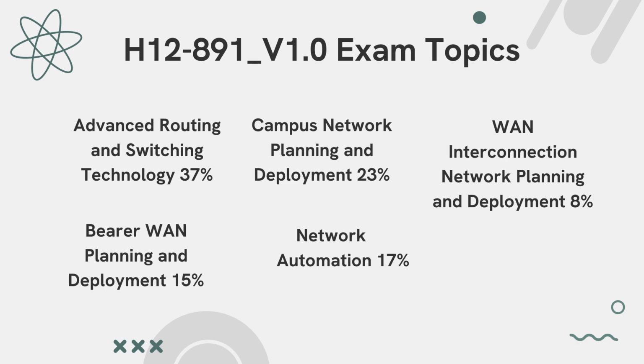The H12-891_V1.0 exam knowledge contents cover the following details: advanced routing and switching technology, campus network planning and deployment, WAN interconnection network planning and deployment, bearer WAN planning and deployment, network automation.